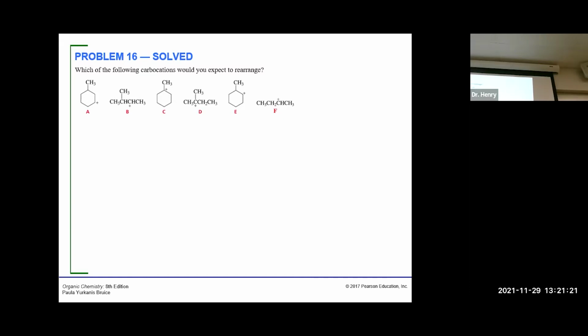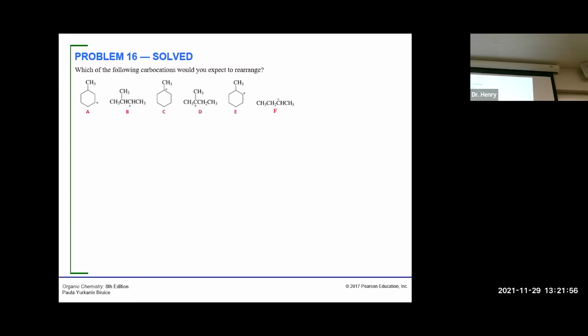Okay. So like a tetra or tertiary structure. Okay. Oh, nice. Good terminology. Okay. So which one of these would we expect to go through rearrangement? How about A?